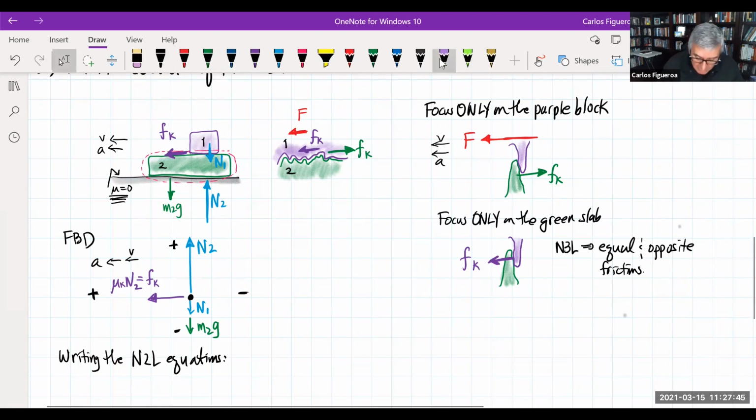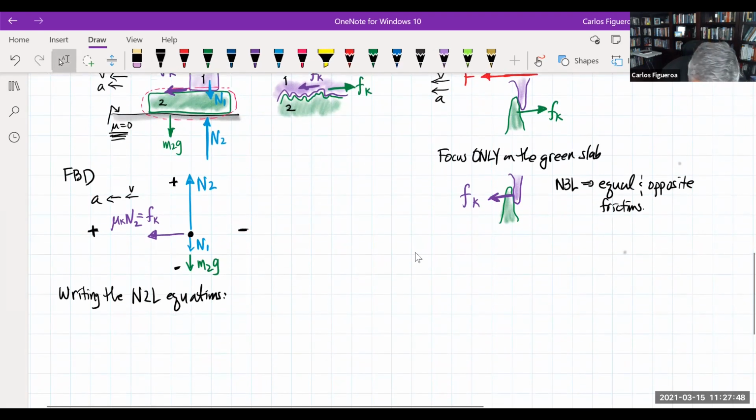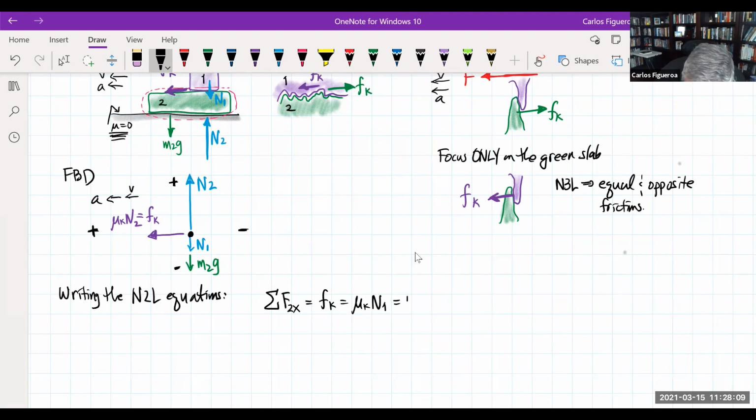What I write here is that I could see here that I have an unbalanced force in the x direction for the slab. Maybe I should be a little bit more careful, and I should say this is for slab 2 or block 2. And so you could see here that this is the frictional force, which is of course mu k times the normal 1, I'm sorry, I wrote 1, it should have been 2. And this has to be the mass of 2 times the acceleration of 2.